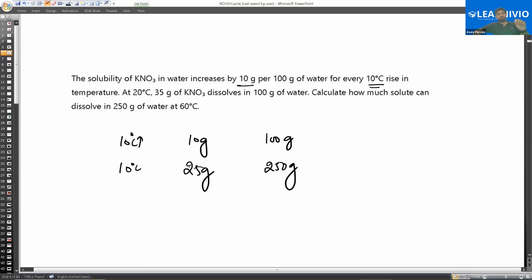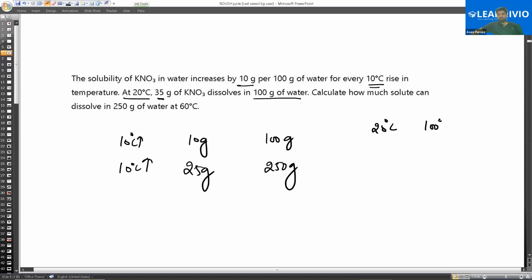So in 100 grams, you can maximum dissolve 10. If it is 200 grams of water, then we can add 20 grams. And if it is 250, then we can add 25 grams. You understood? Yes, sir. Now it is saying that at 20 degrees Celsius, 35 grams of solute can be dissolved in 100 grams of water.